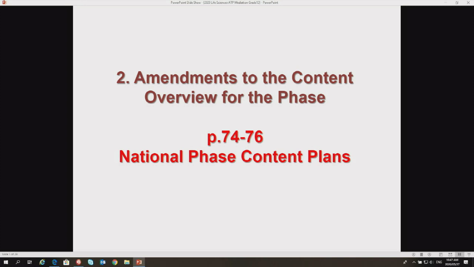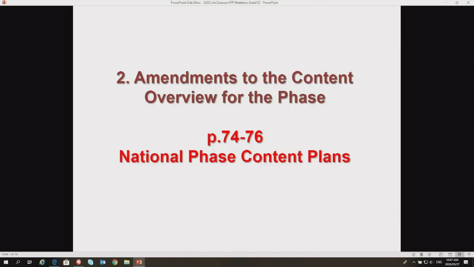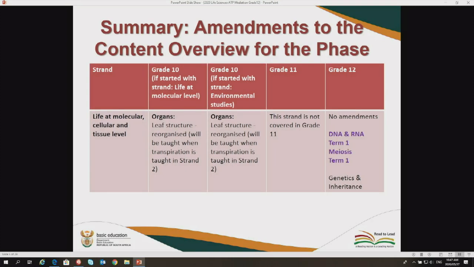There are three basic documents for grade 12. The first is this PowerPoint; the second is the national phase content plans, and when you go to pages 74 to 76 in that document, you will find life sciences. I am not going to spend a lot of time on this today. What you will see on those pages in the phase content plans is what was used by the national task teams that were working on 10, 11 and 12, in this case grade 12 again.